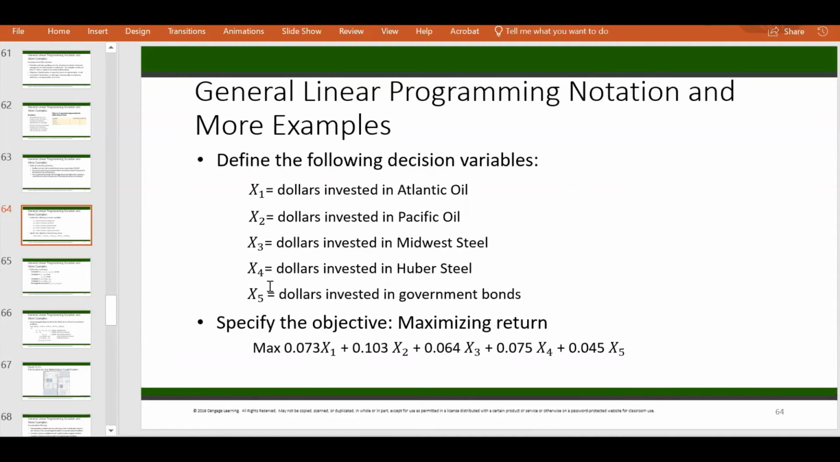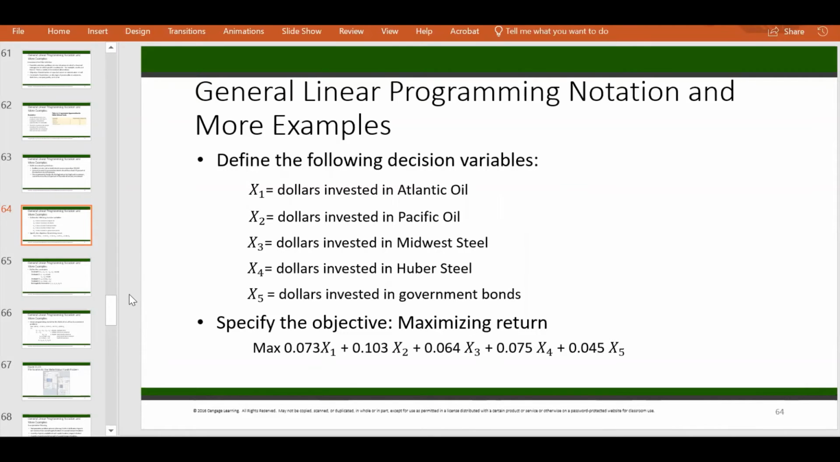Now, if you put $1 in Atlantic oil, you are going to make 7.3 cents, or $0.073. So the total money that you're going to get in return out of this first part is going to be X1 times the projected rate of return for Atlantic oil, plus the amount of money that you put on the second investment times the projected rate of return of the second investment, and so on. So that will give you the total projected expected rate of return in 1 year. And you want to maximize this.